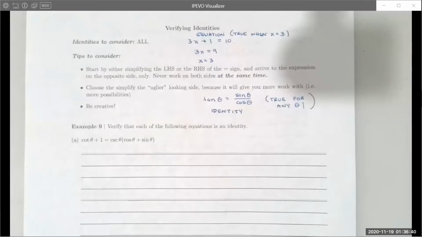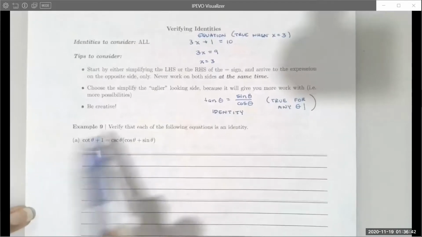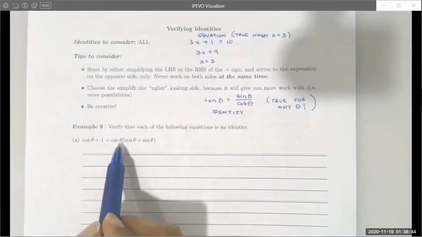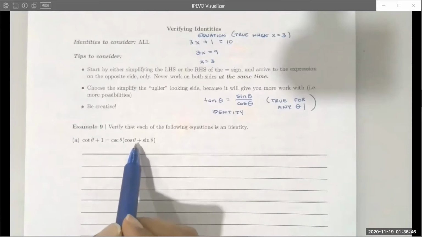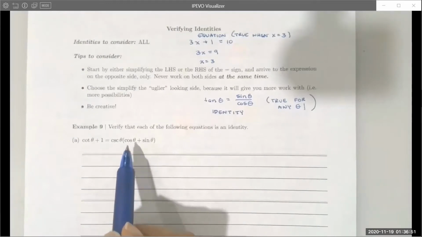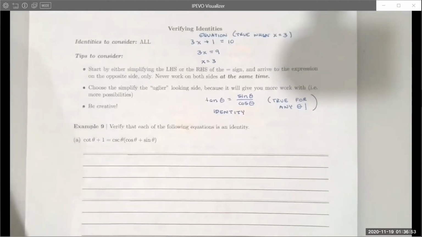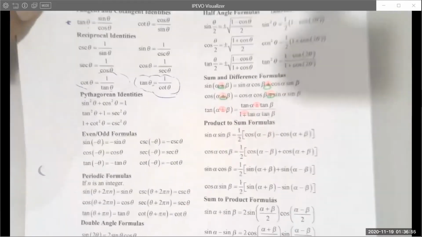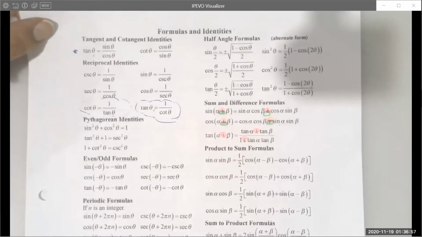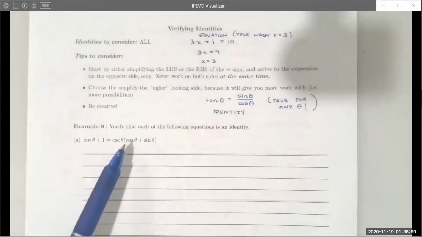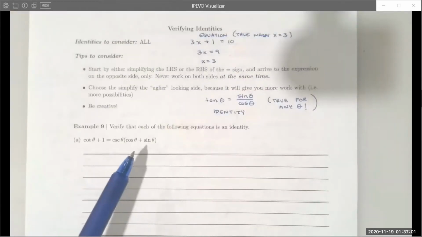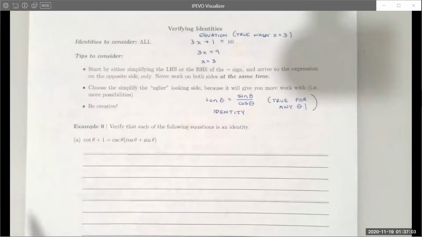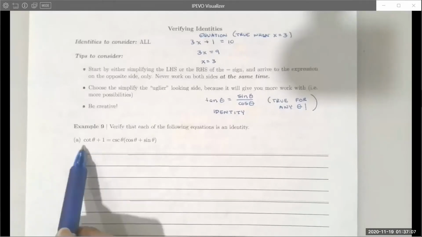If they ask you to verify that an equation is an identity, what they're asking you to show is that this equality will be true regardless of what theta values you plug in. The way that we do it is we use previous identities. We assume that these have already been proven to be true, and we use them to manipulate the expression that was given to us, trying to make one side look like the other.